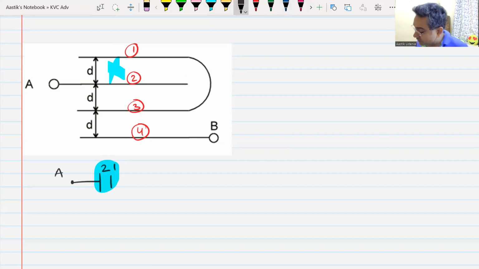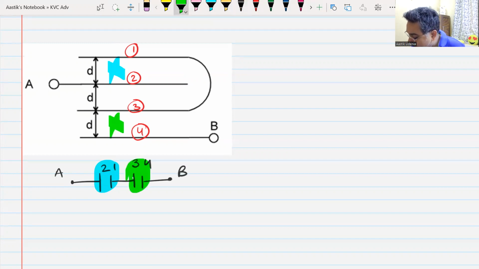Now plate number 1 is connected to plate number 3, so let me make plate number 3 over here. And 3 and 4 also make a capacitor, and 4 is connected to point B. So this is your green capacitor, 3 and 4. Do we understand this?